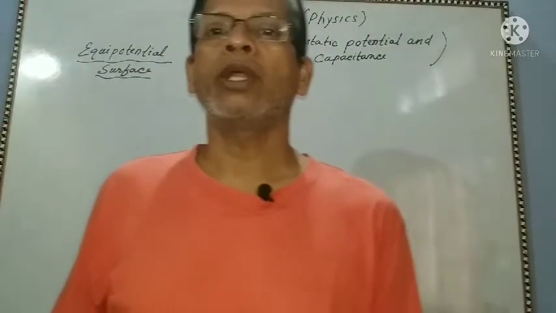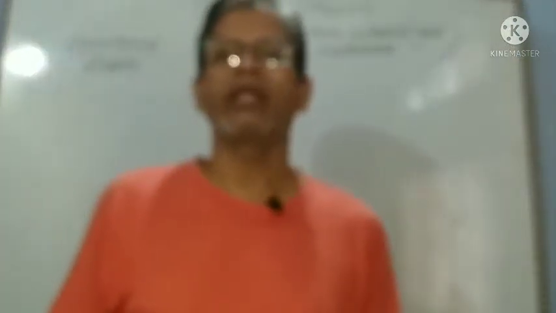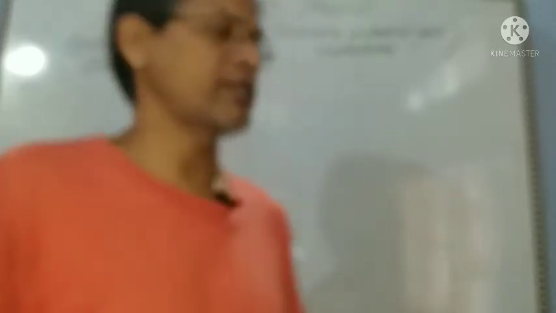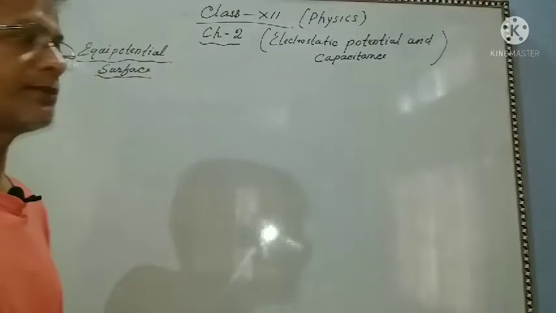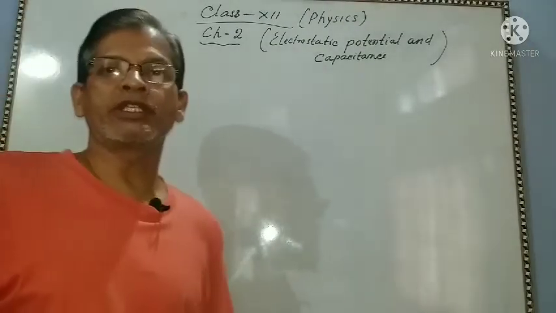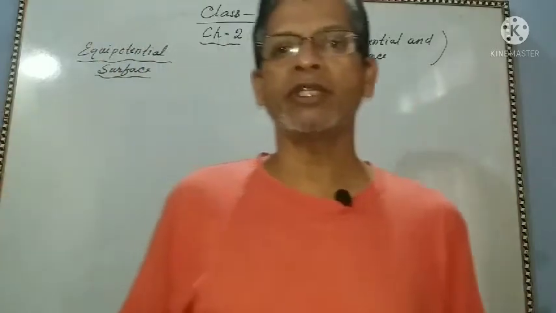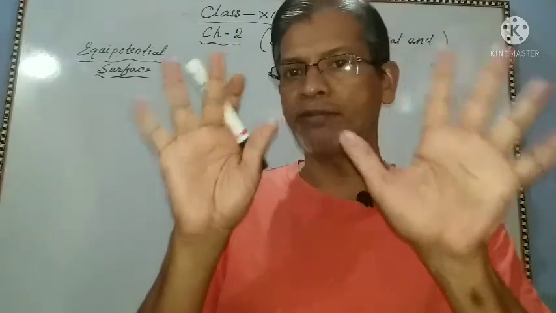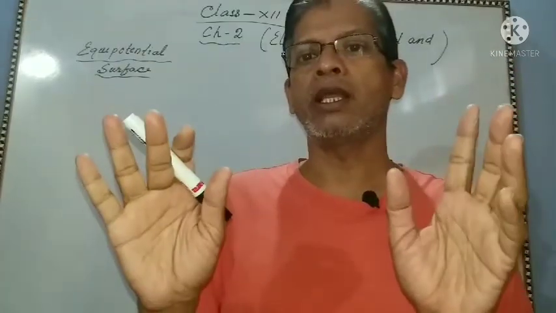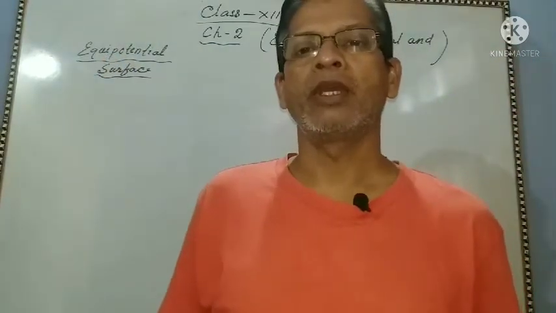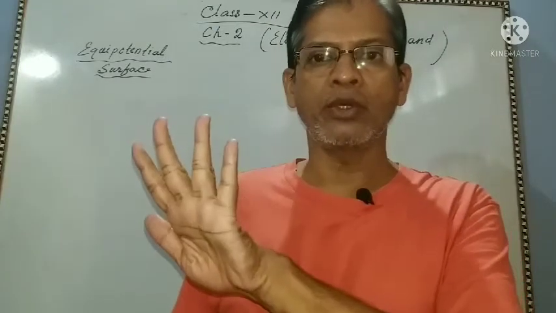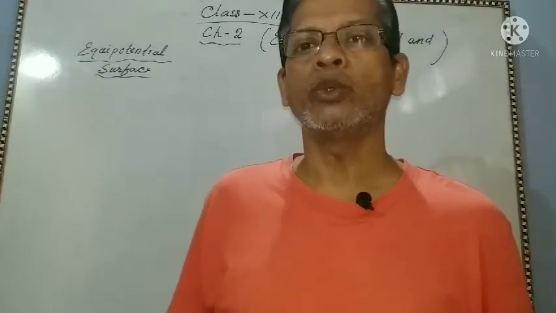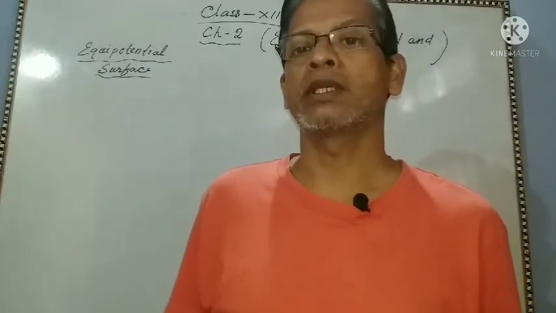Dear students, today I shall discuss equipotential surface. Equipotential surface, class 12 physics, second chapter. What is an equipotential surface? Equi means equal, potential means potential. That means a surface having the same potential everywhere. A surface whose every point has equal potential is called an equipotential surface.